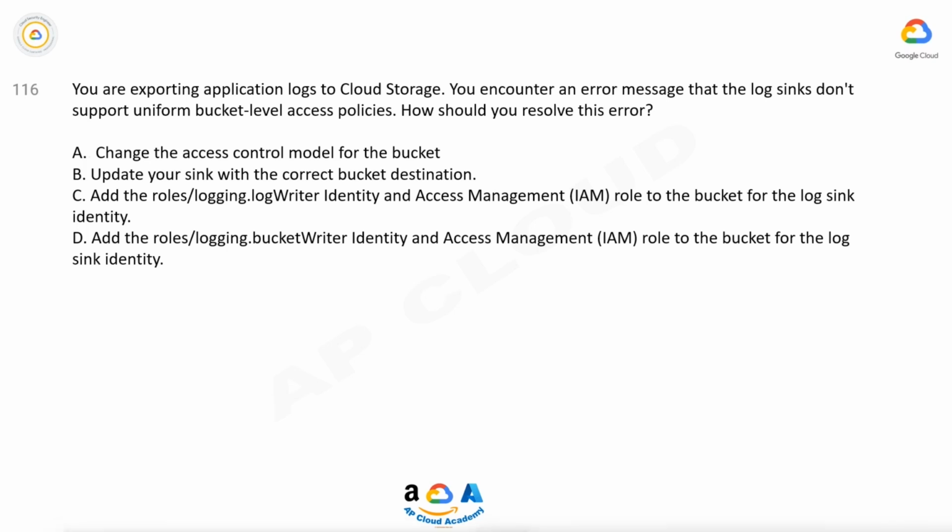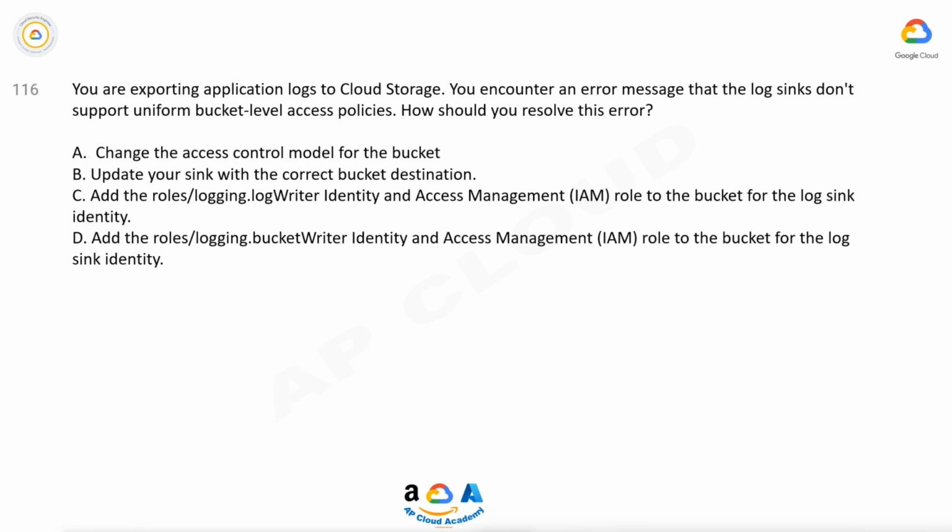116. You are exporting application logs to cloud storage. You encounter an error message that the log syncs don't support uniform bucket level access policies. How should you resolve this error? A. Change the access control model for the bucket.